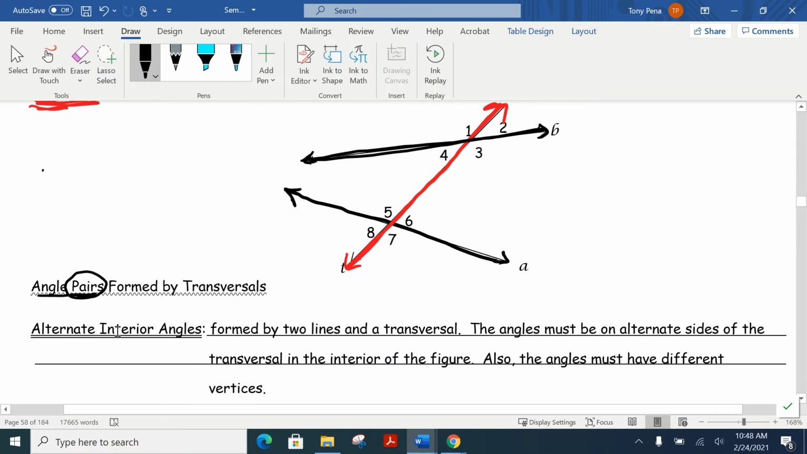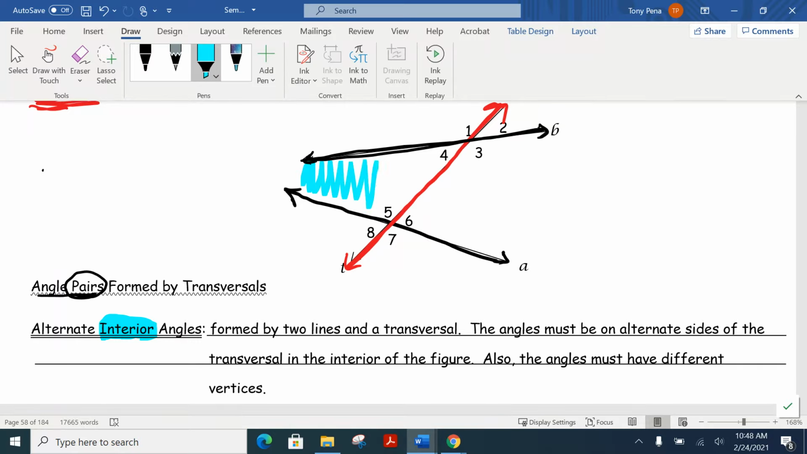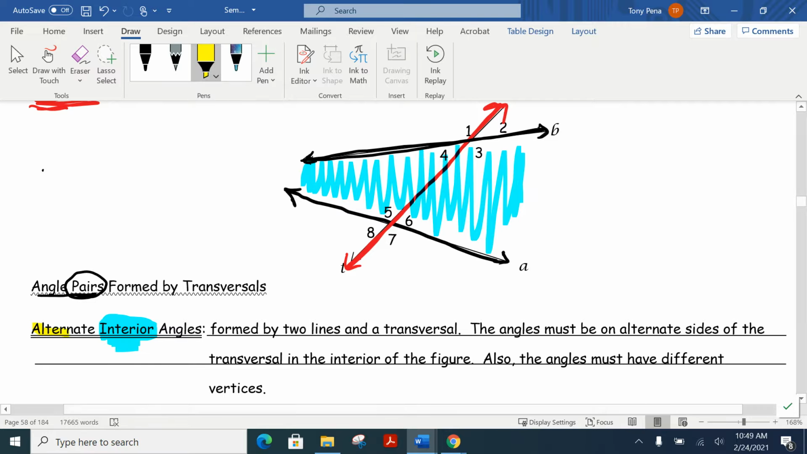If you look at this first one, it's saying alternate interior angles. So let's first talk about interior. If you look at the two black lines that are being cut by the red line, interior refers to anything inside of those two black lines. That's what this word here is referencing. Let's talk about our interior angles first. Right now, 4, 3, 5, and 6 are the interior angles. So if I just want interior, 3, 4, 5, and 6 are interior.